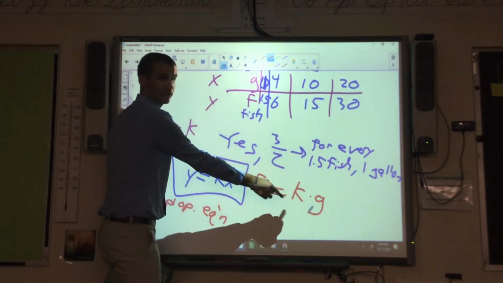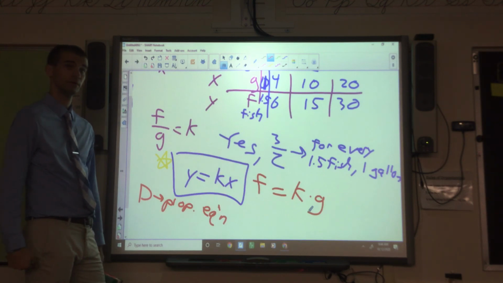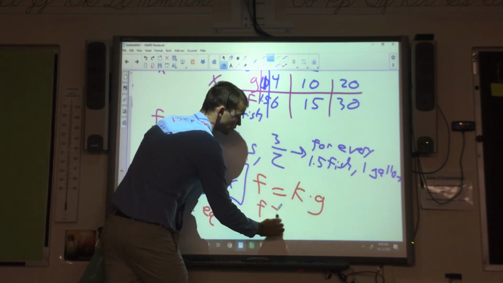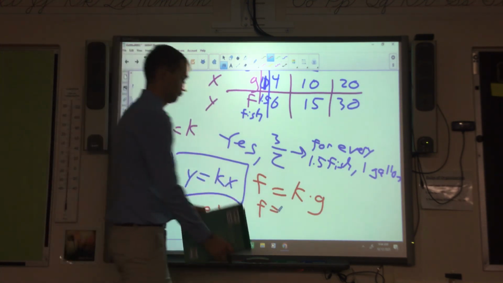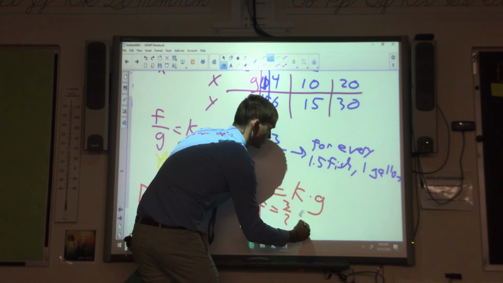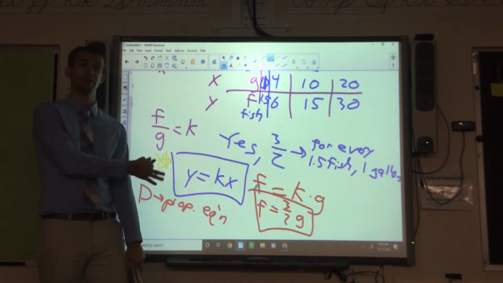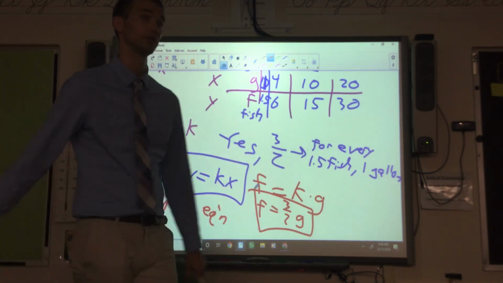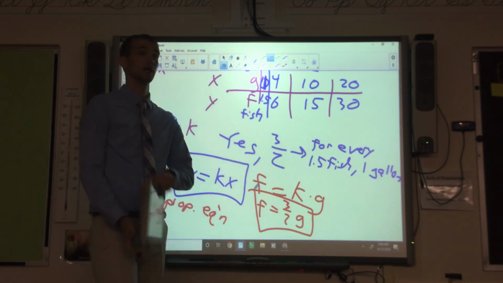Now, is that what your answer is then? No, it's not, because we have a k value. What is our k value? 3 over 2. 3 over 2g. And that would be your answer. Does it matter if you put 1.5 or 1 and 5/10 or 3 over 2? I don't care. It doesn't matter to me.